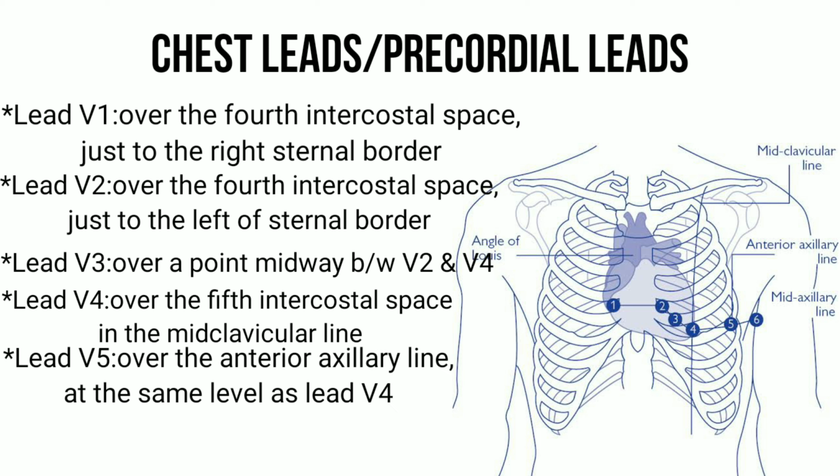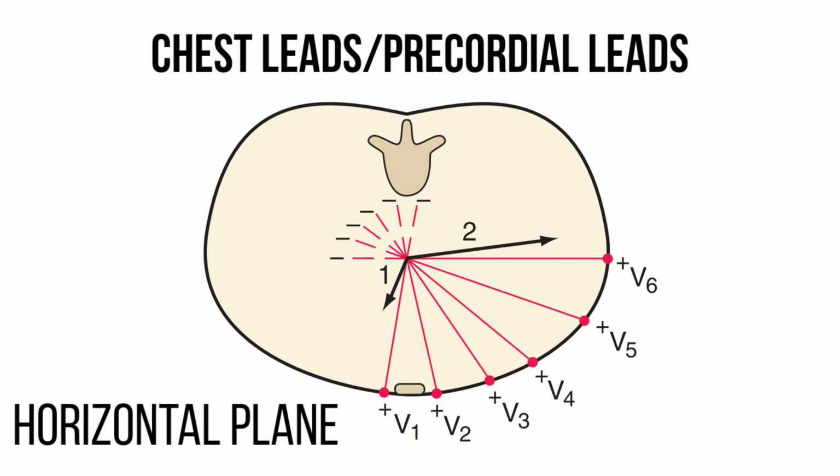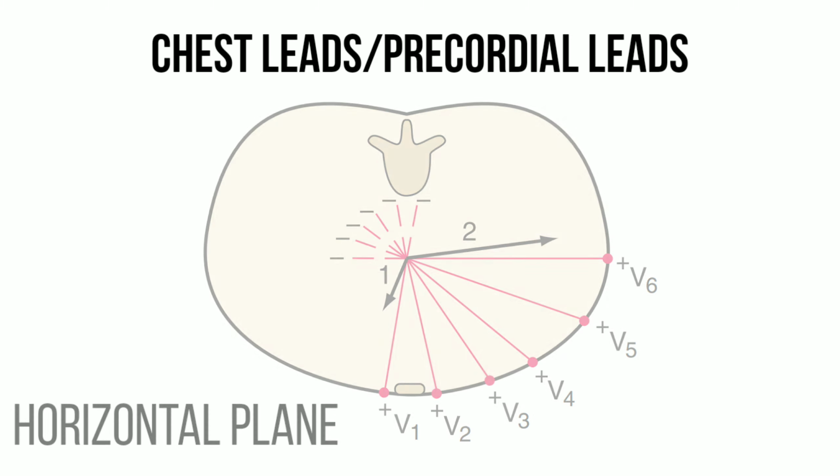Next, lead V5. This electrode is placed on the anterior axillary line at the same level as lead V4. Next, lead V6. This electrode is placed on the mid-axillary line at the same level as lead V4 and lead V5. Chest leads record the potential transmitted onto the horizontal plane, hence they are also called transverse leads.